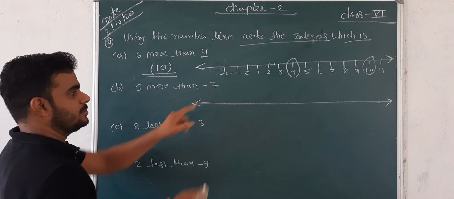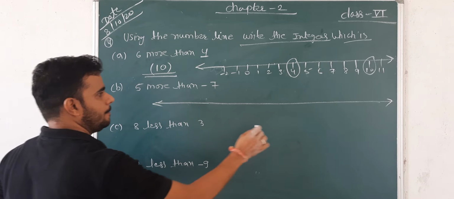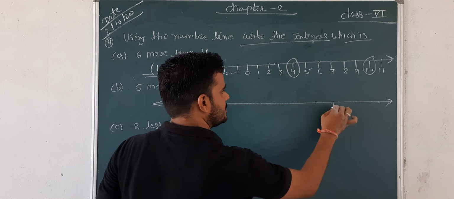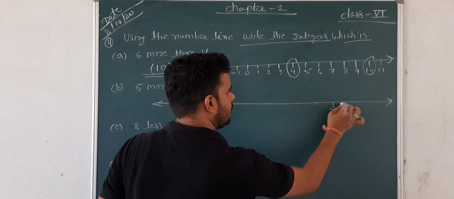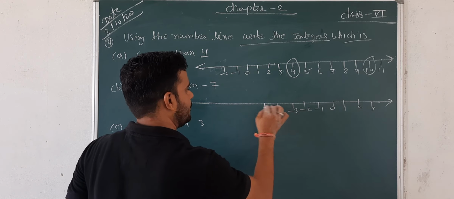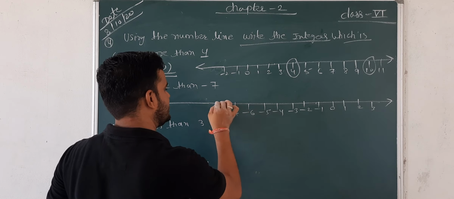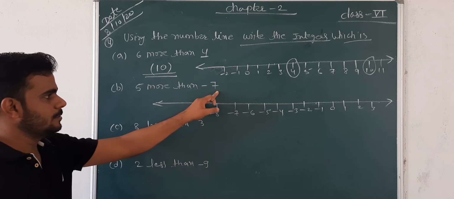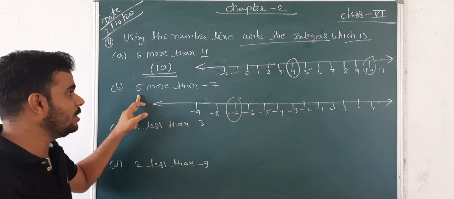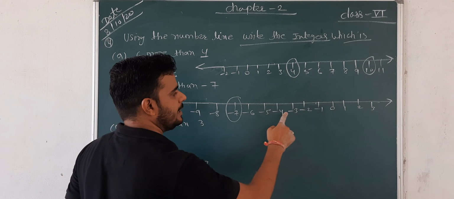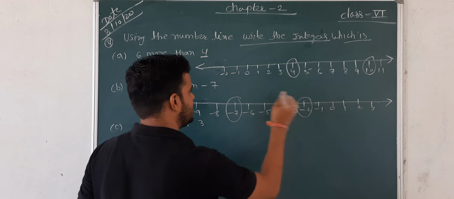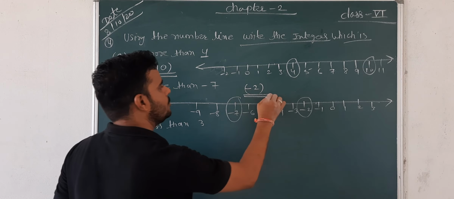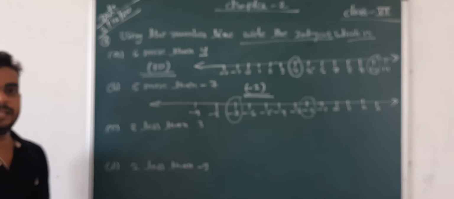Second number is negative 7. So till negative 7 we have to draw 0, 1, 2 and 3. Negative 1, negative 2, negative 3, negative 4, negative 5, negative 6, negative 7, negative 8. So we are standing on negative 7, negative 9 also you can write. More than 5. More than means right hand side. How much? 5. 1, 2, 3, 4, 5. So the answer of the second question is negative 2.